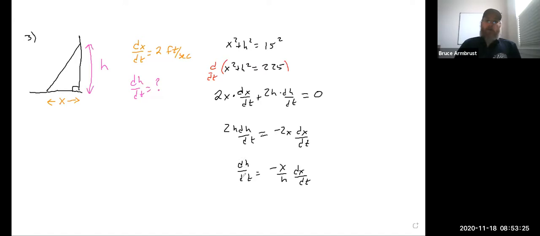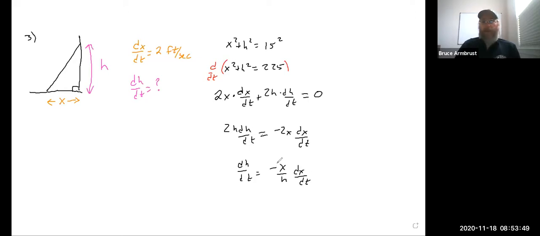So in order to know how quickly the top is dropping, I need to know how fast the bottom is being pulled away. And that should make sense, right? If the bottom is moving faster, we should expect the top to move faster. If the bottom's moving slower, we should expect it to move slower. So it depends on how fast that's moving.